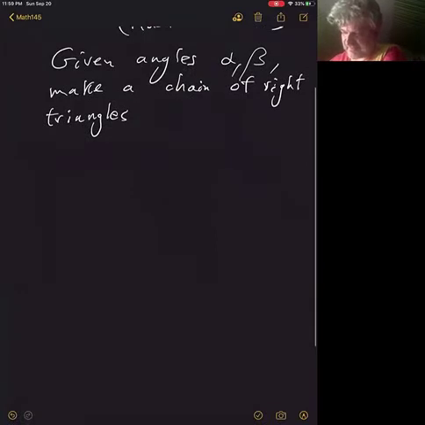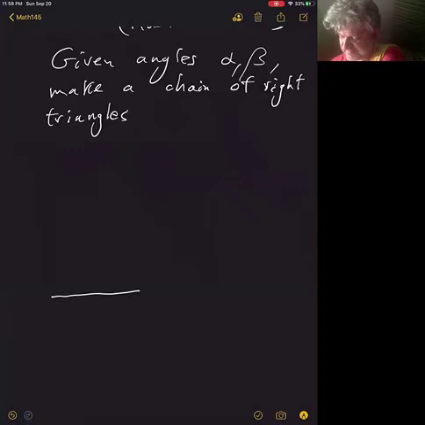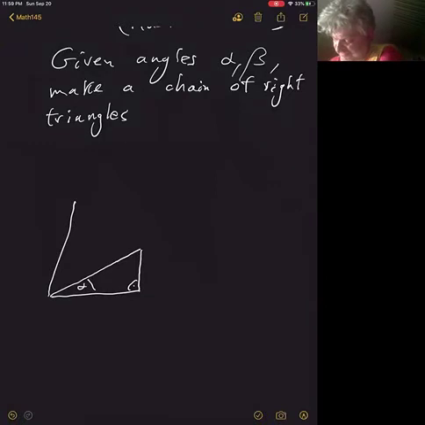Let's see, base, make alpha pretty small. And we can go right triangle. And then put beta on top, make that nice and big. And we want to make another right triangle with the right angle here.